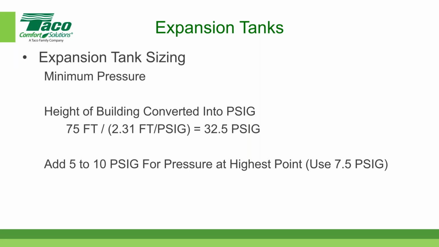The first one is that you want to have enough pressure at the top of the building to purge the air out of the system through air vents. If you didn't have any pressure at the top of the building, if you had an air vent, the air would have no way of escaping because there's not enough pressure to push the air out.